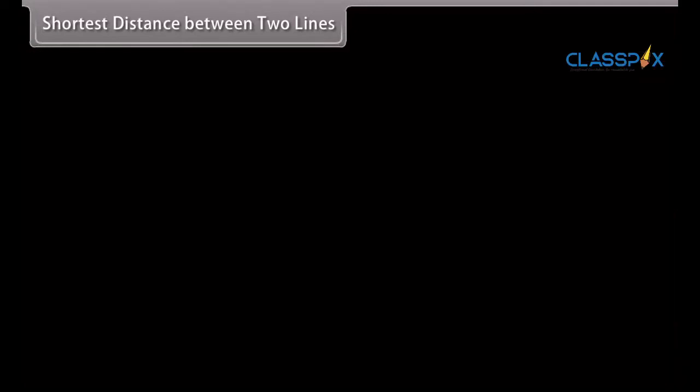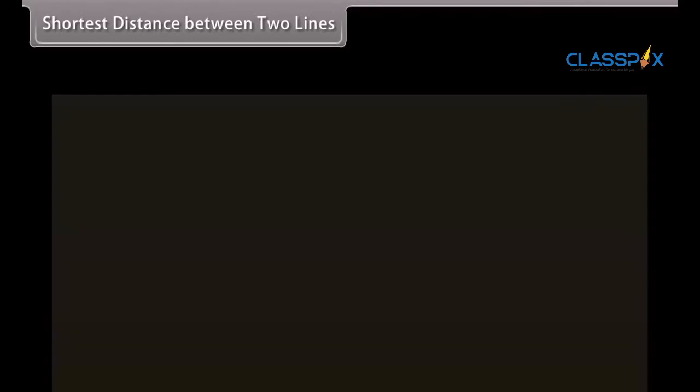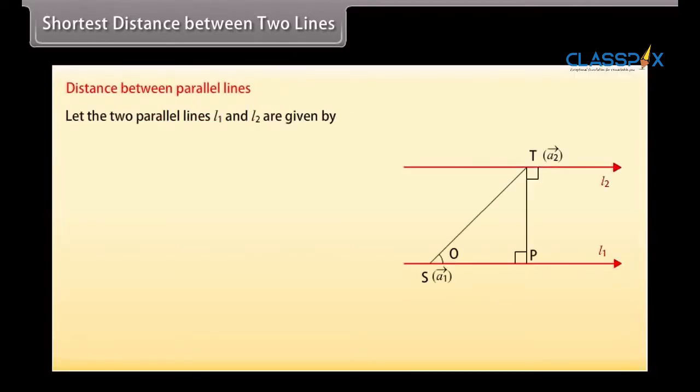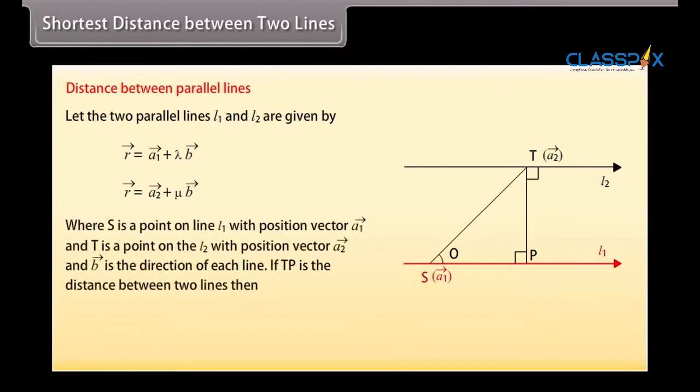Shortest distance between two lines. Distance between parallel lines. Let the two parallel lines L1 and L2 be given by vector r equals vector a1 plus lambda vector b, vector r equals vector a2 plus mu vector b, where S is a point on line L1 with position vector a1 and T is a point on L2 with position vector a2, and vector b is the direction of each line.